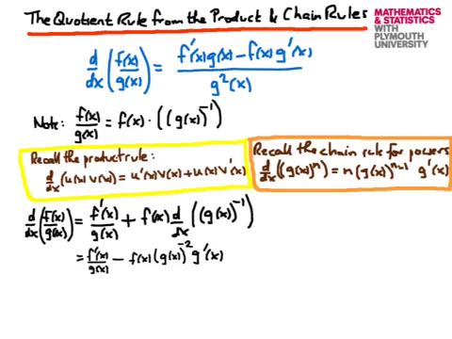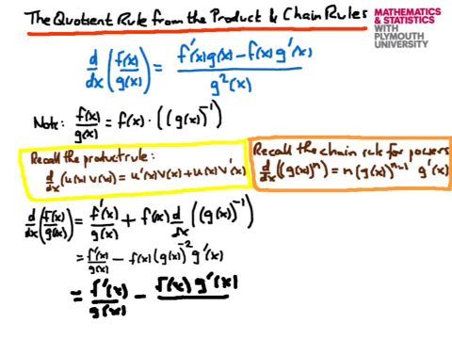So what we see that we get now is the first term here is unchanged, so we have the derivative of f divided by g, and then we subtract from it f of x times the derivative of g of x, and then this is divided by g of x to the power 2, so we have on the bottom g squared of x.